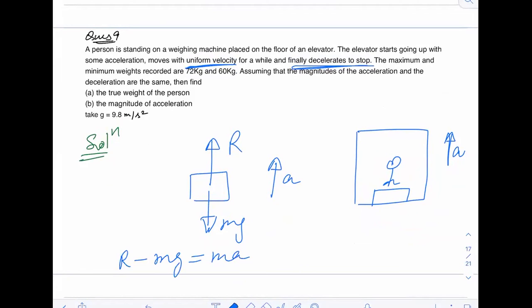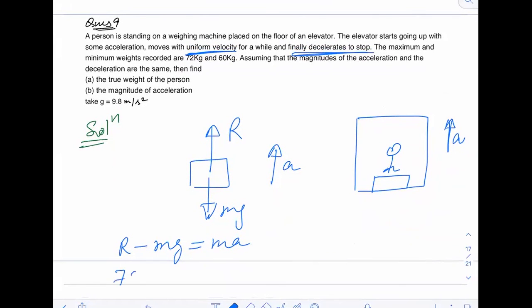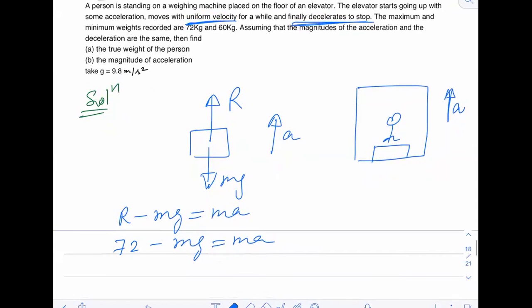Now in this case you substitute R as 72 here, minus mg is equal to ma. Now for the second case, when it goes down, the equation you will be writing will be 60 minus mg is equal to minus ma. Now when you solve these two equations, you will get the value of acceleration and also the value of mg. What you have to do, you add these two equations.